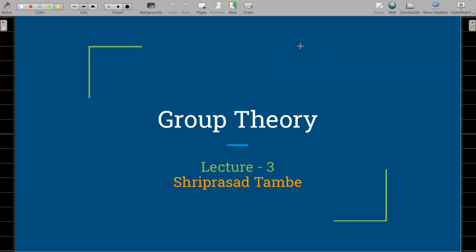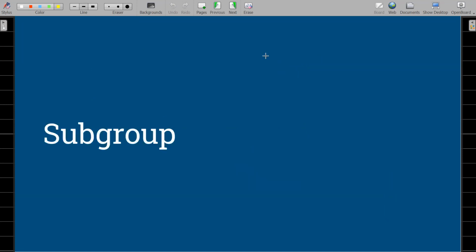So today, what we are going to do is substructure, that is subgroup. Generally in mathematics, everywhere we have a certain structure and we also learn the substructures. So the same idea here. We have the concept of subgroup.